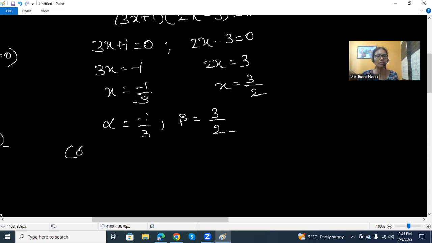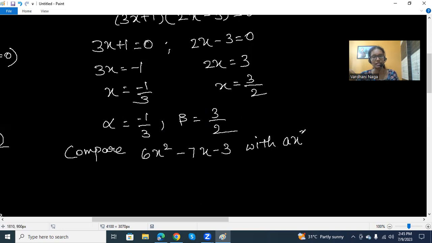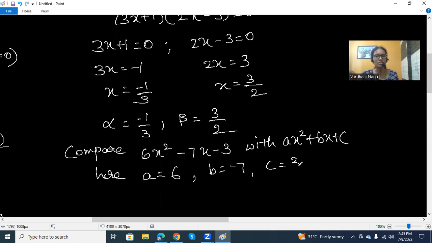Let's compare the polynomial with the standard form. Compare p of x with, we'll take the polynomial only. Written polynomial: 6x square minus 7x minus 3 with ax square plus bx plus c. Here the A value is 6 when you are comparing, B value is -7, C value is -3.